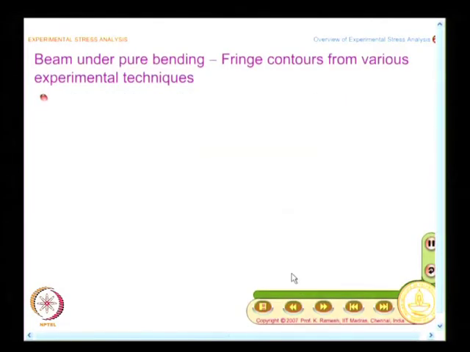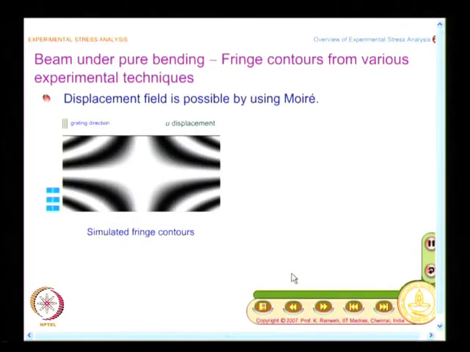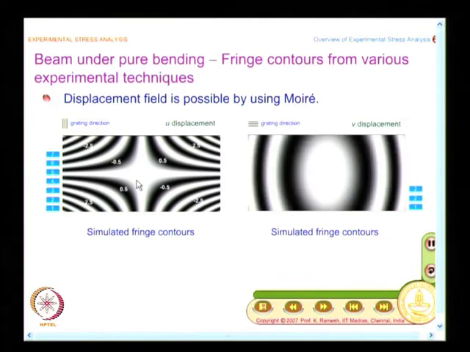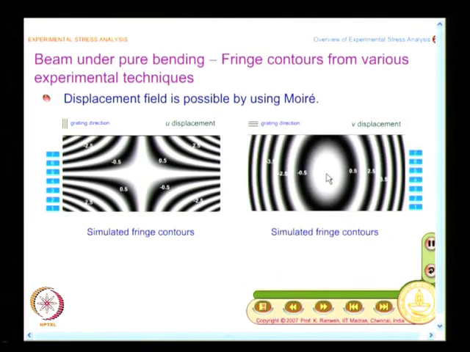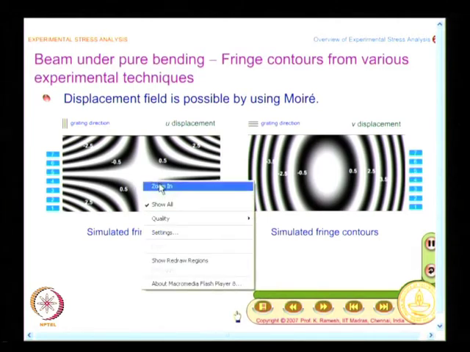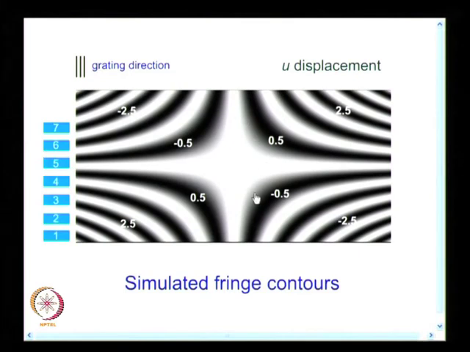What I can do is, I can look at geometric Moire and find out how the displacement field is, and this is the u displacement, and this is the v displacement, and we would see this a little closely. I have the fringes labeled, and you have 0.5, 1.5, 2.5 like this, and you have minus 0.5, minus 2.5. So once I go to displacement, I have both positive and negative numbering of the fringes.